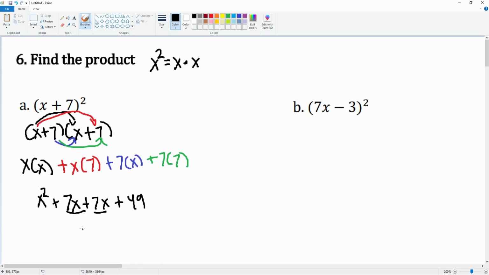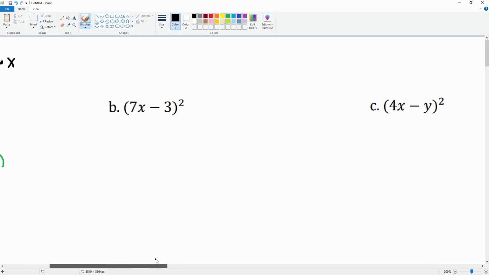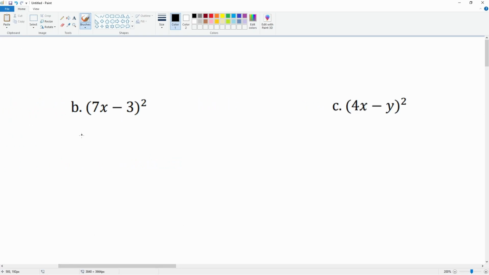This and this are like terms. Becomes 14x. Bring everything else down. X squared plus 14x plus 49. Next, here we expand this out as well. 7x minus 3 times 7x minus 3 is another way of writing this.